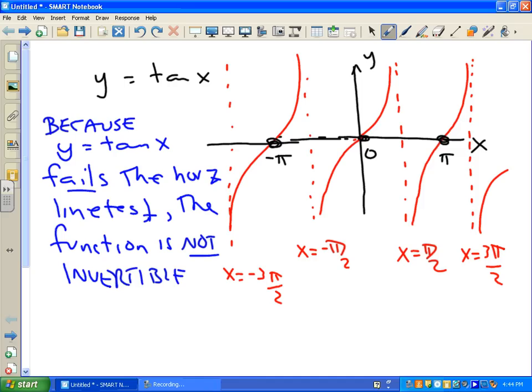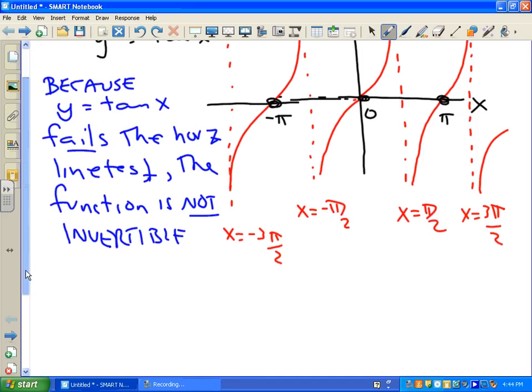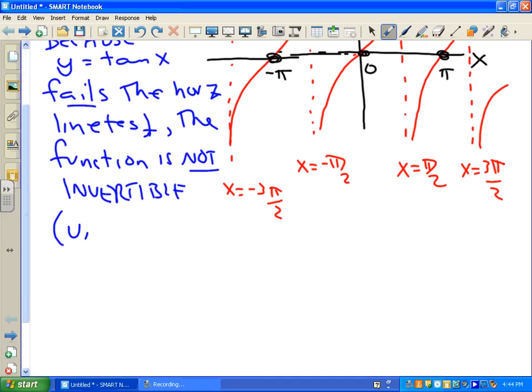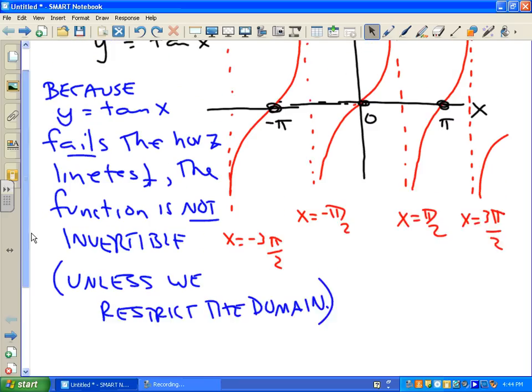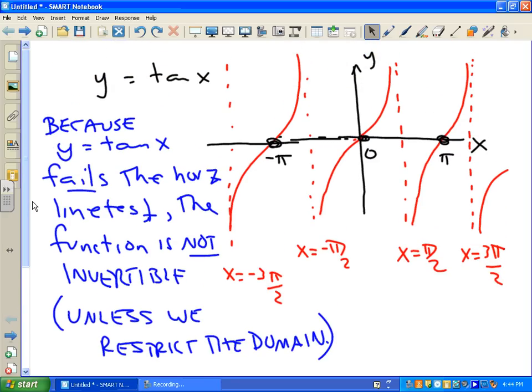So what can we do? I suppose we can go ahead and note that unless we restrict the domain, and we saw this a little bit in chapter 1. So if we can restrict the domain and make the function one-to-one, or make it pass the horizontal line test, then we'll say the function is invertible.